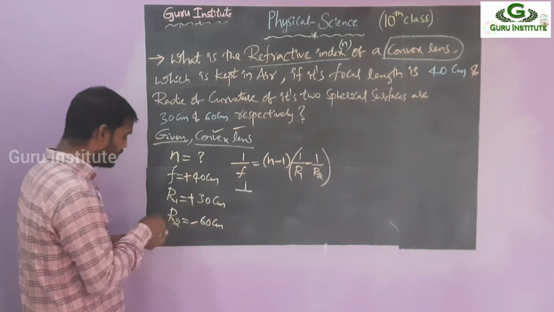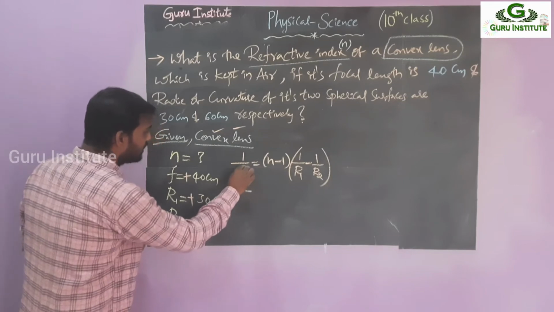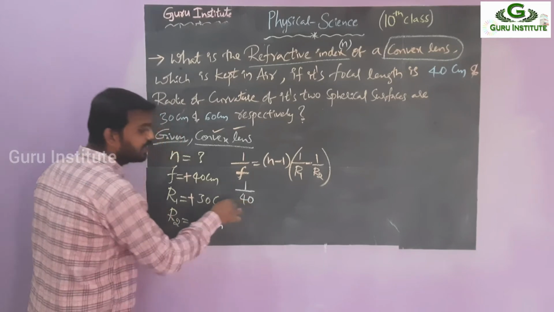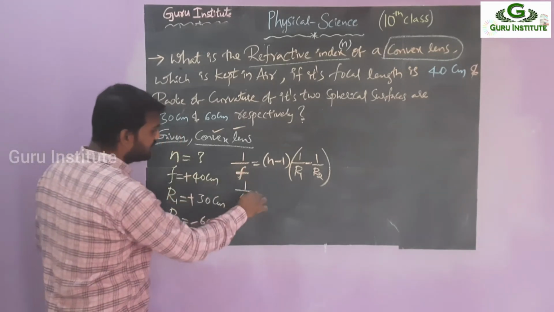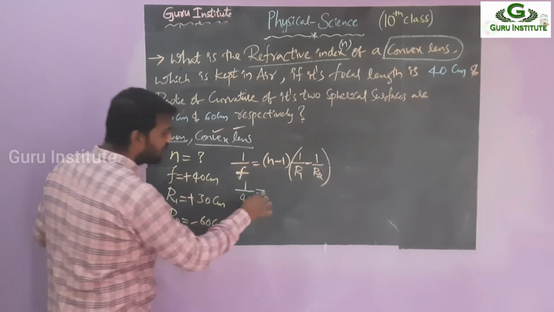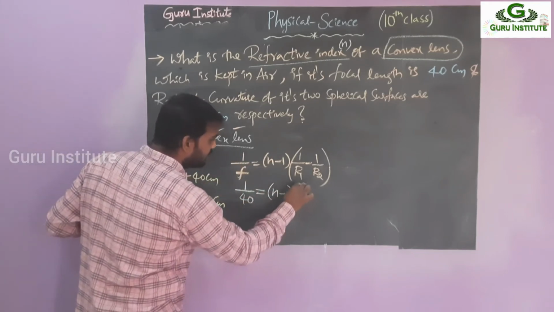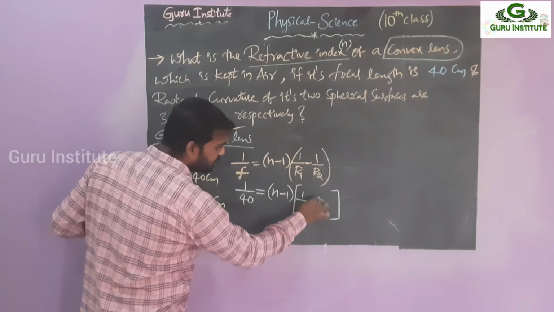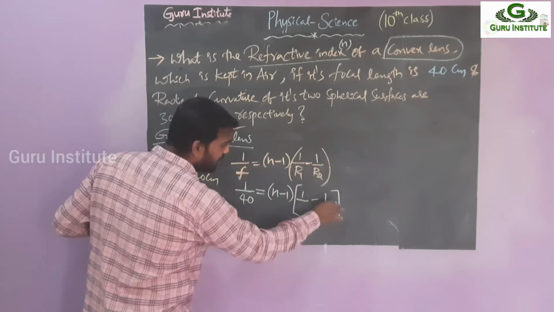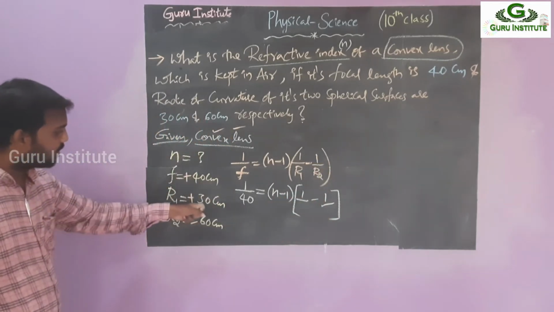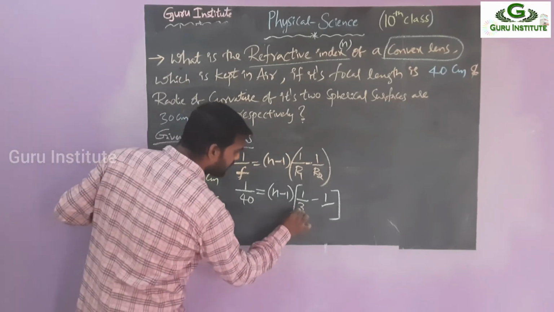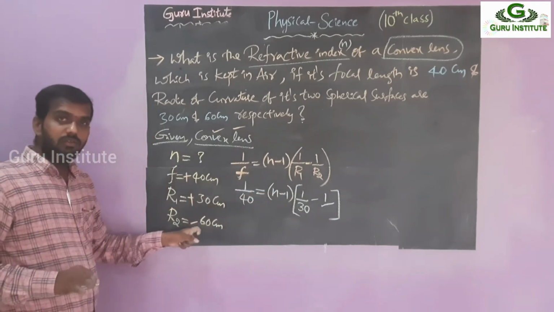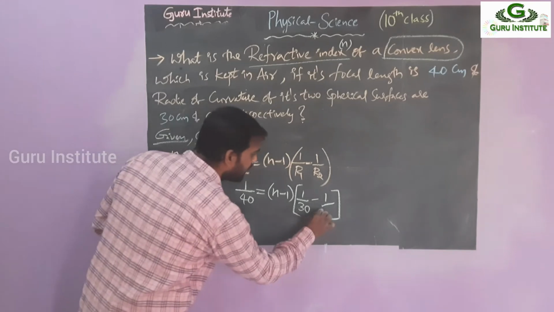1 by, what is f here? Focal length, so 1 by plus 40. I'm writing only 40, no need to write plus. 1 by 40 is equal to n, not given, you have to find, n minus 1 into. Keep observing clearly here. 1 by R1, R1 is positive, so 30. Then minus 1 by R2, R2 is minus 60.